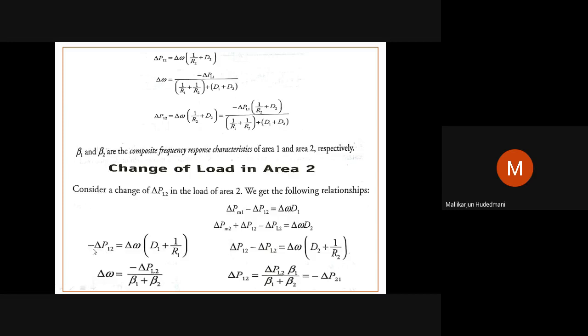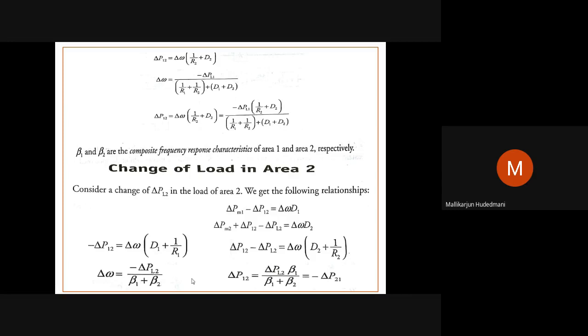You can use this delta P12 in this position, then this delta omega times D1 plus 1 by R1 in this position. When I transfer respectively to the other side, it becomes additive, along with which delta omega is common. I can replace this as beta 2 and this as beta 1. Therefore, minus delta PL2 divided by beta 1 plus beta 2 stands as delta omega. This is the simplification from this equation. Similarly, this is the deviation we find when there is a load change in area 2.